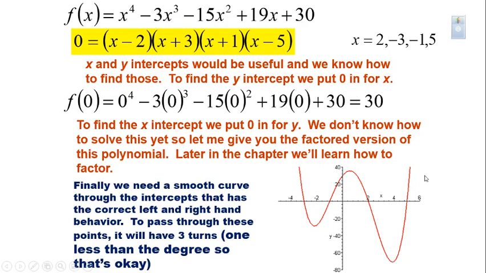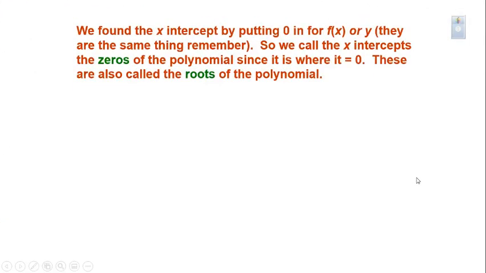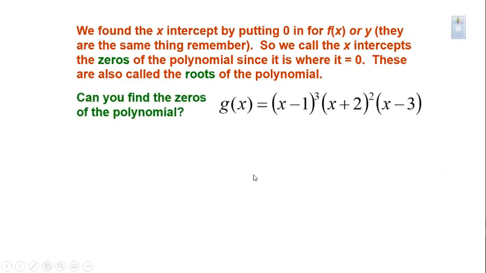That was computer generated. Let's look a little more at that concept of where the graph crosses or touches the x-axis. Those points are called roots of the polynomial, and since at those places the y-coordinate is 0 when you plug those x values into the function, they're also called the zeros of the polynomial. So this function is in factored form, which makes it easy for us to find the zeros of the polynomial. In this case, one zero is 1, one of them is -2, and the other one is 3.